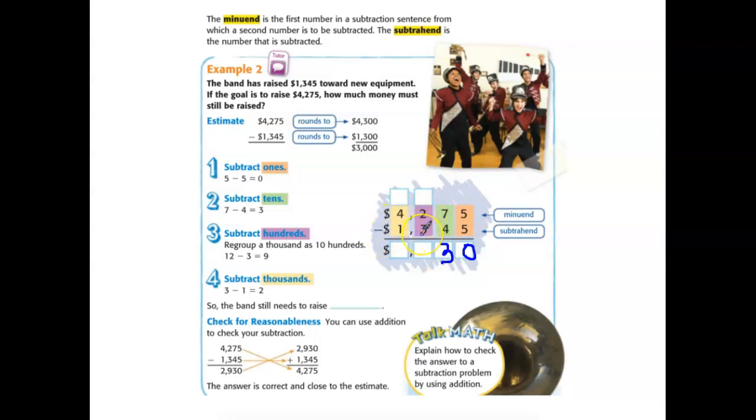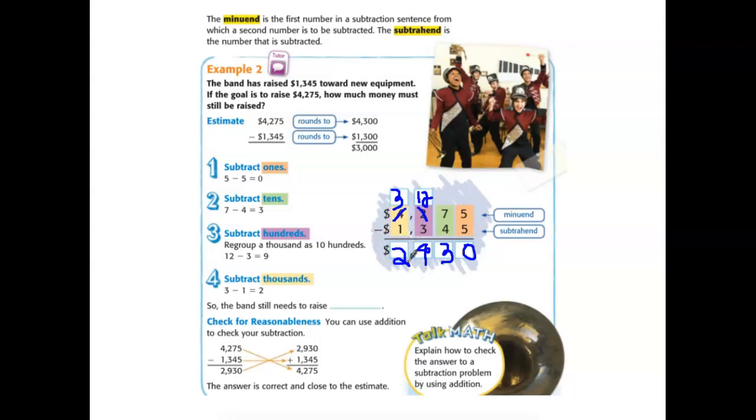2 minus 3, well, we can't do. So that means we need to go to the thousands place, and we're going to regroup one of the thousands. So I'm going to take 1,000 from there. I'm going to regroup that as 10 hundreds. So if I have 10 hundreds plus 2 hundreds, I have 12 hundreds. All right, and then when I do my subtraction, 12 minus 3, what do you think? It's 9. And then 3 minus 1 is 2.